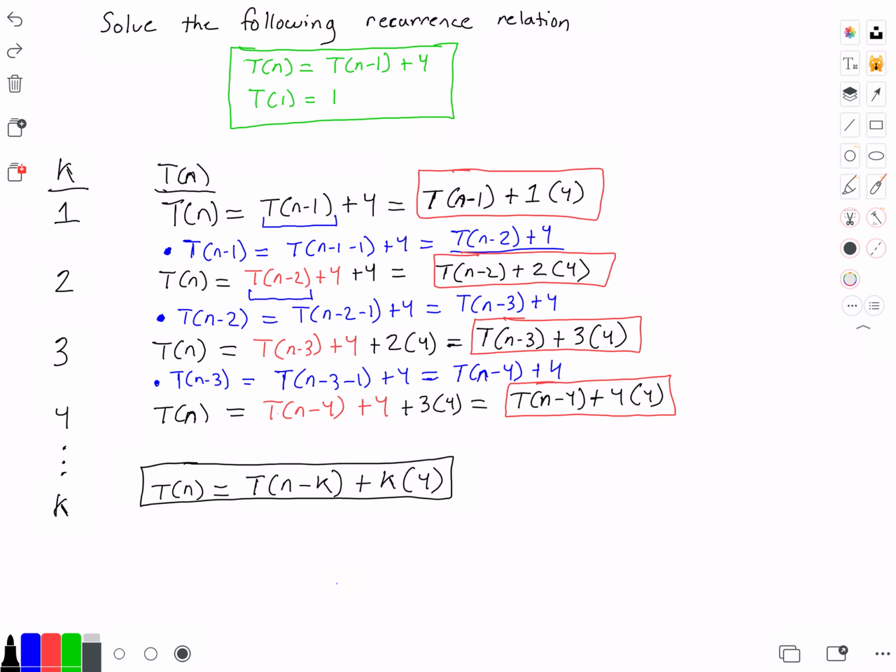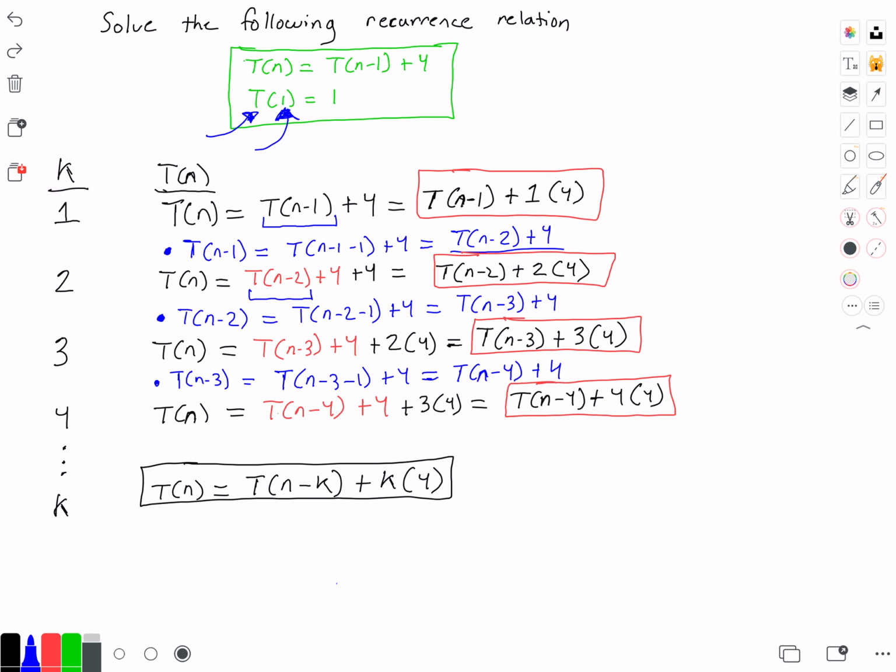Now we want to know, well, when will this recurrence relation stop? And of course, we know that it's going to stop when it hits its base case. And where's the base case? The base case is right there at the very top inside the green rectangle. And the base case states that when the input is 1, then the function T is equal to 1.